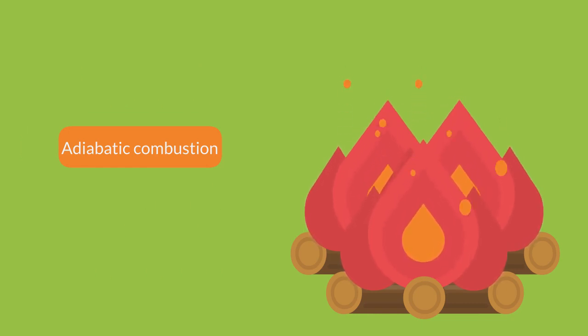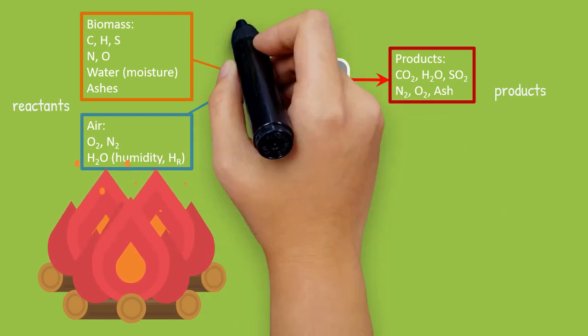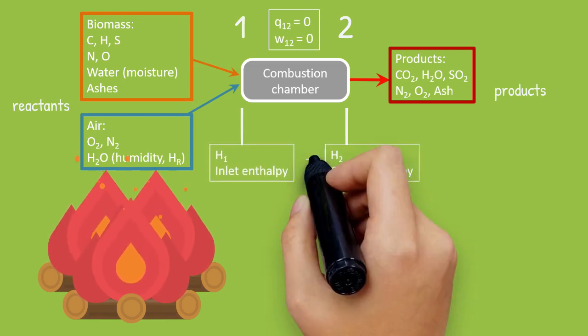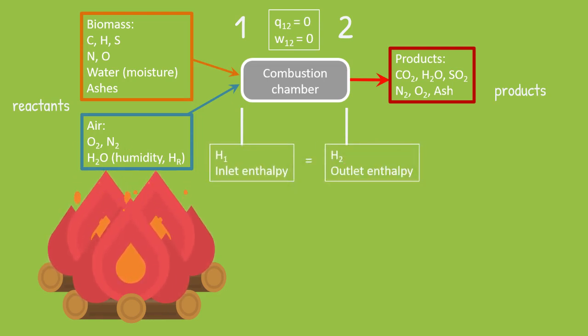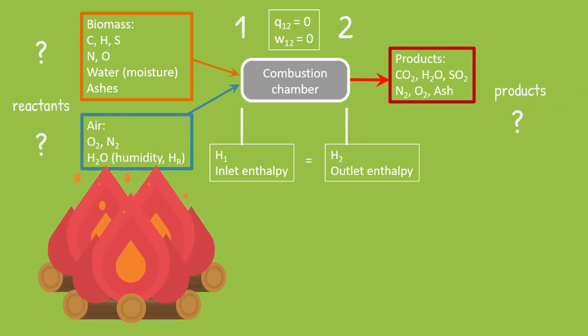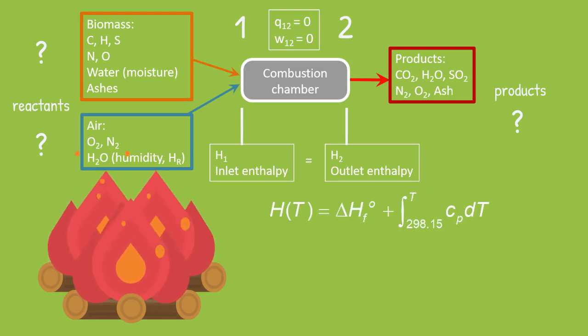Adiabatic combustion. We say that a combustion reaction is adiabatic when there is no heat exchange with the surroundings. If there is no work released to the environment and the pressure is constant, the enthalpy of final products is equal to the enthalpy of reactants. For making the enthalpy balance, we need to know the enthalpy for fuel, air, and flue gas. The enthalpy of a given compound is its standard enthalpy of formation plus the integral of Cp between its temperature T and 298.15 Kelvin, where Cp is the specific heat at constant pressure, expressed in kilojoules per mole.